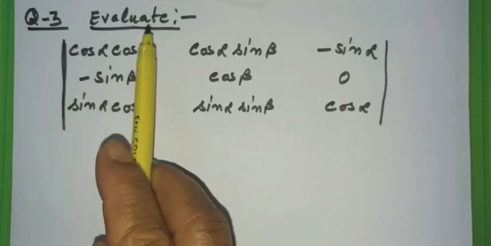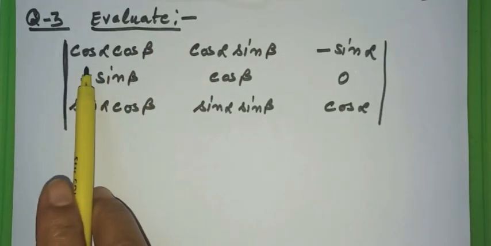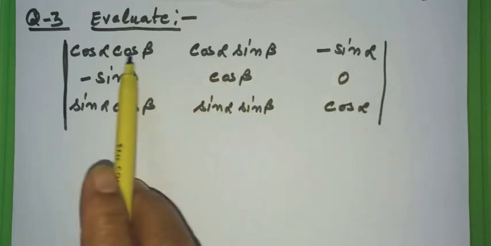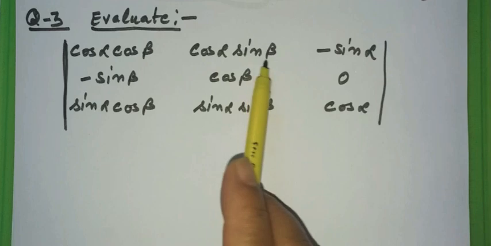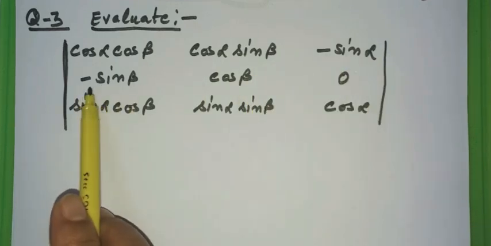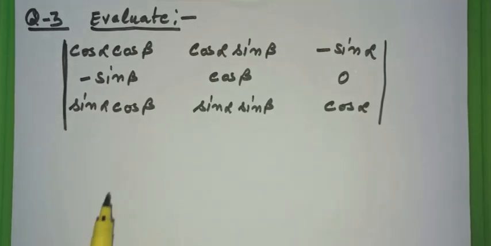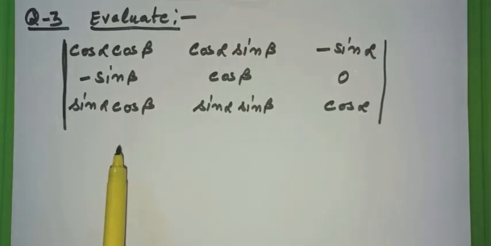Question number 3: you have to evaluate the determinant with first row cos alpha cos beta, cos alpha sin beta, minus sin alpha; second row minus sin beta, cos beta, 0; third row sin alpha cos beta, sin alpha sin beta, and cos alpha. So I think we have to use some properties, then only it can be simplified. Otherwise, you may see that the calculations become quite difficult, or if you want, you can directly evaluate it also, because it has not been asked in the question to use any property.